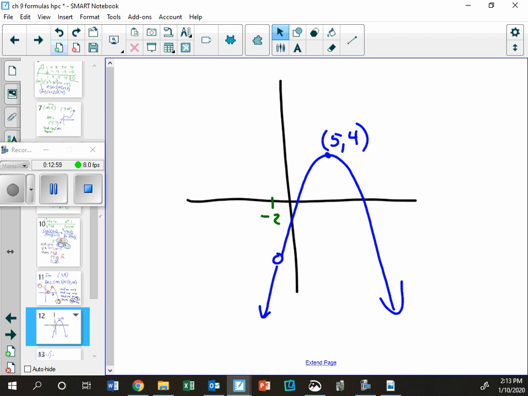All right, I'm going to pause. Give that one a try. I was asked a good question. I didn't say whether there was a stretch factor or not, so we're going to assume there is not a stretch factor.